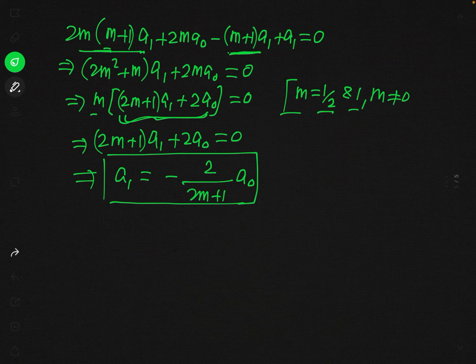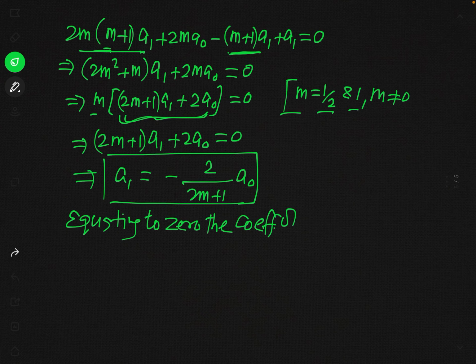Now to get the value of a2, we will equate to 0 the coefficient of x to the power m plus 2. So equating to 0 the coefficient of x to the power m plus 2. First of all, we have equated the coefficient to 0 of x to the power m, then x to the power m plus 1. Now we are equating the coefficient of x to the power m plus 2 to 0.